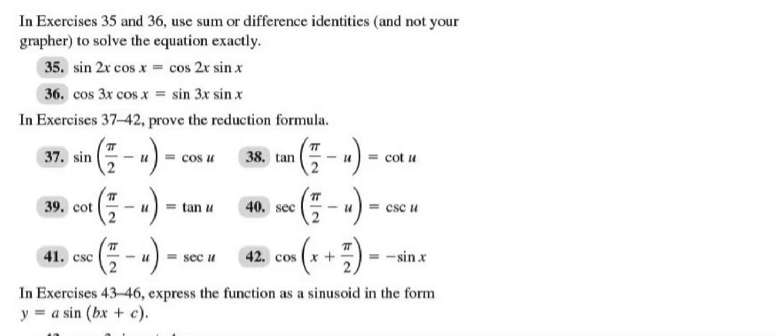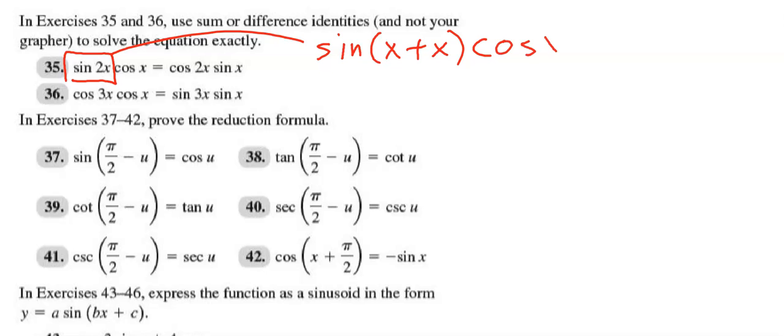I promise you this would look a lot nicer than it's going to look here in a second, okay? Because this right here is going to get replaced with sine of x plus x. Do you see how x plus x is equal to 2x? And then, of course, there's a cosine x next to that part. So what are we going to replace that sine x plus x with? The formula for that would be sine x cosine x plus cosine x sine x.